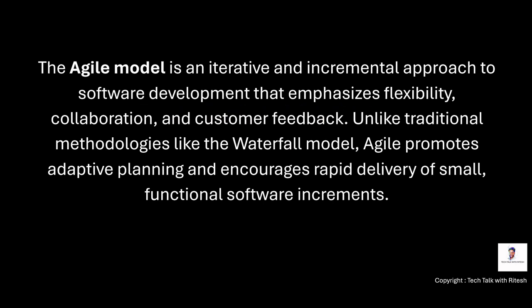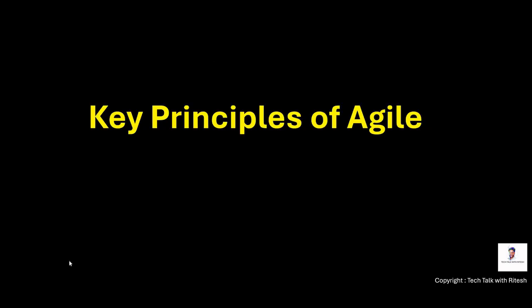Agile model is an iterative and incremental approach to software development that emphasizes flexibility, collaboration, and customer feedback. Unlike traditional methodologies like the waterfall model, Agile promotes adaptive planning and encourages rapid delivery of small functional software increments. So there is a big requirement. First we will create small chunks of those requirements and we will have incremental delivery. So that is what we are going to do in the agile model.